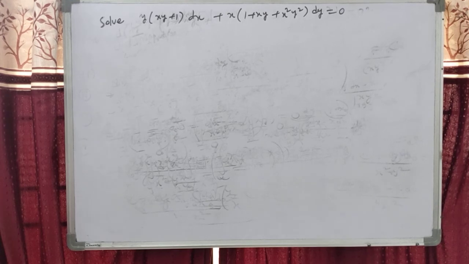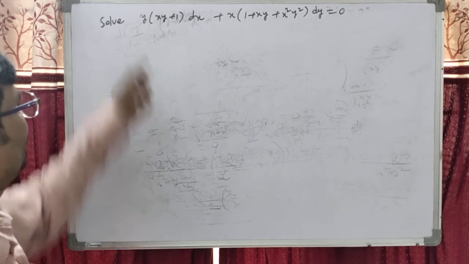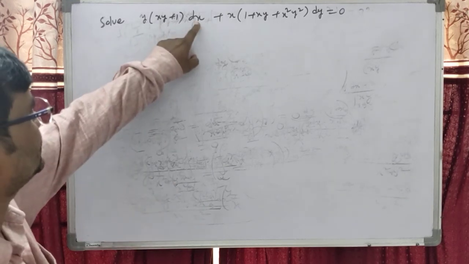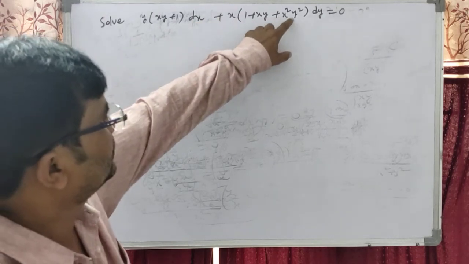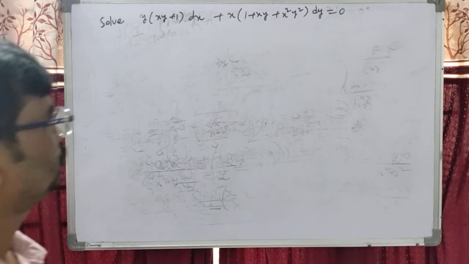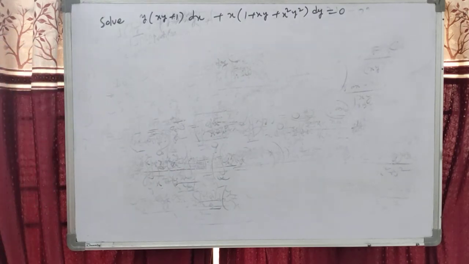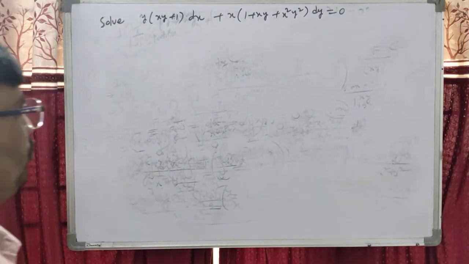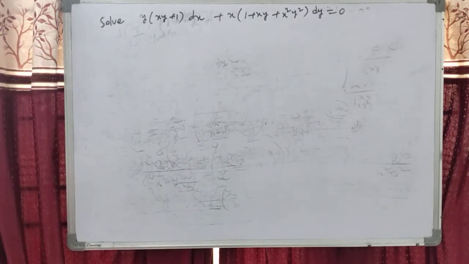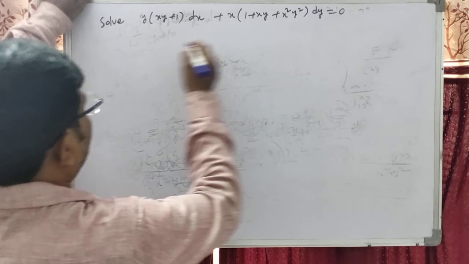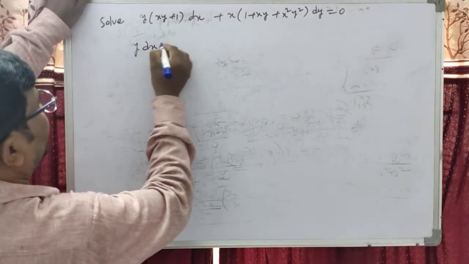My dear students, solve the equation y into (xy plus 1) dx plus x into (1 plus xy plus x square y square) dy. First, we multiply with dx and dy. Once again I read the question: y into (xy plus 1) dx plus x into (1 plus xy plus x square y square) dy. This is y dx.